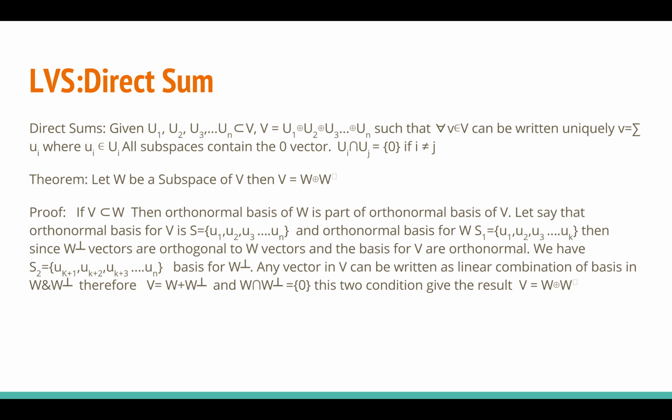Therefore, V is equal to W plus W perpendicular, and W and W perpendicular only have an intersection of the zero vector. These two conditions give the result: V is equal to the direct sum of W and W perpendicular.